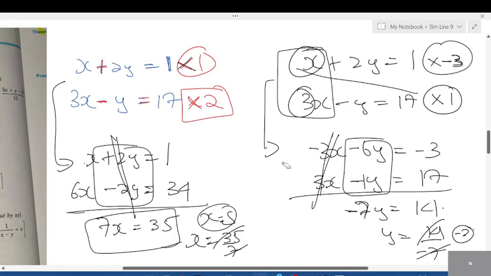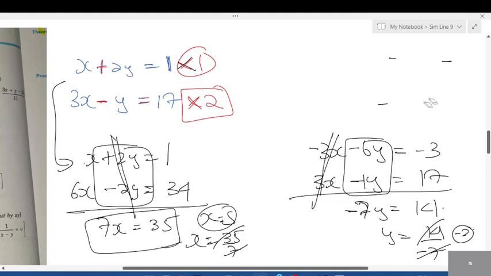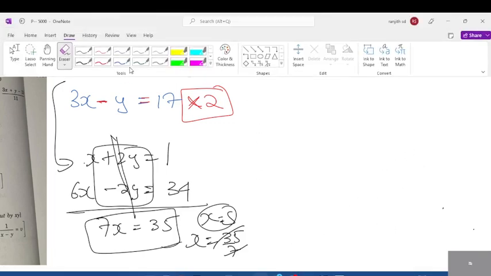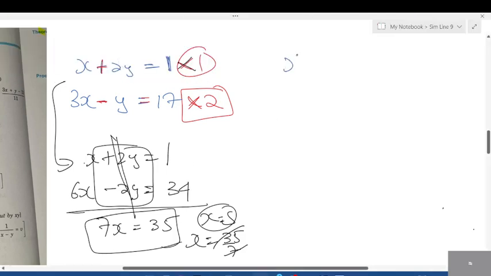Any doubts in this, students? Any doubts? See, but you shouldn't do it like this. You have to use any one method. I mean, any one variable you have to eliminate. So, did we eliminate x here? I mean, y is eliminated. What's the value of x we got? x is equal to.